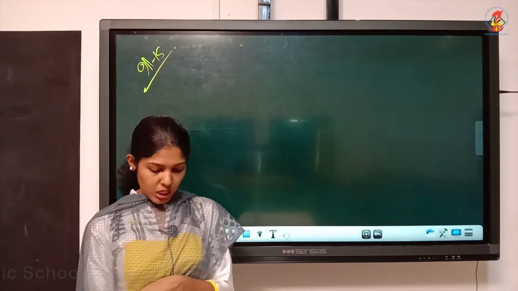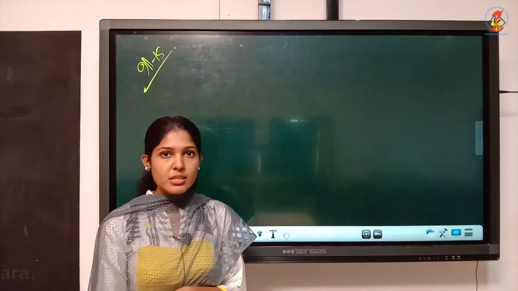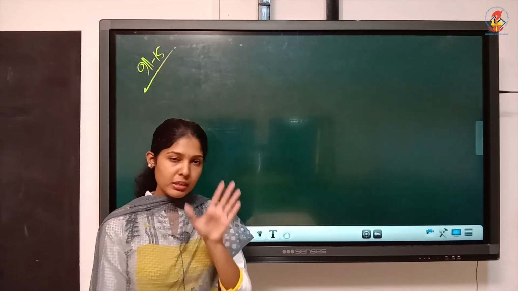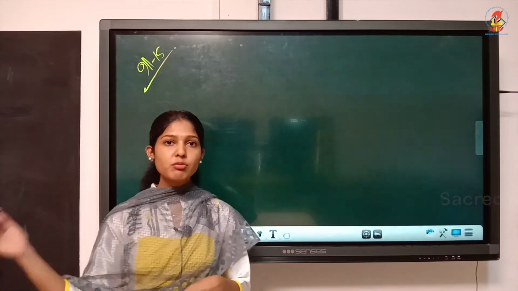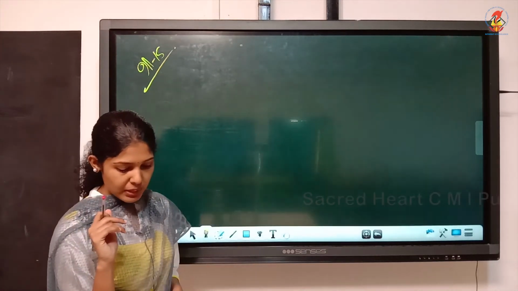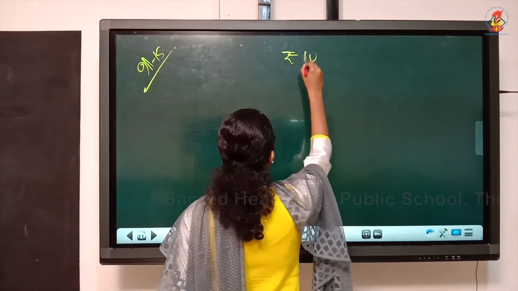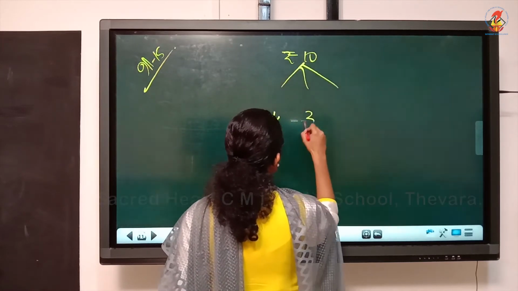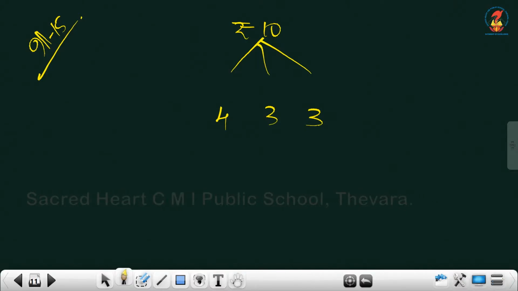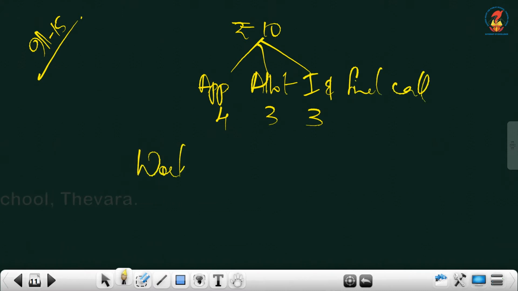We have to write journal entries. Also they have asked you to prepare balance sheet. Balance sheet we'll study later. For the time being you write journal entries. Okay. So we have to start with working note. Before that you have to write the split up. That is rupees 10 is being collected as 4, 3, 3. Okay. So write 4 plus 3, 7 plus 3, 10. That is on application, allotment, first and final call. This one you must write first. Then start your working note.